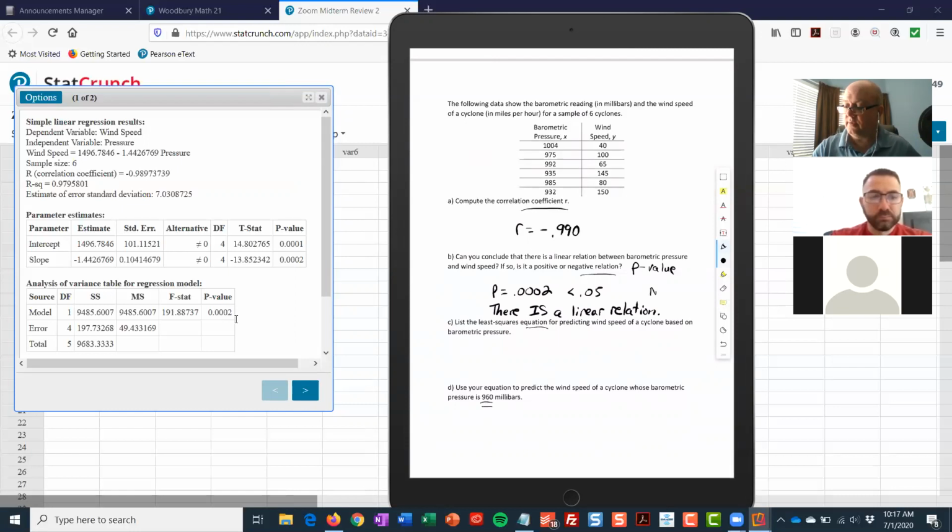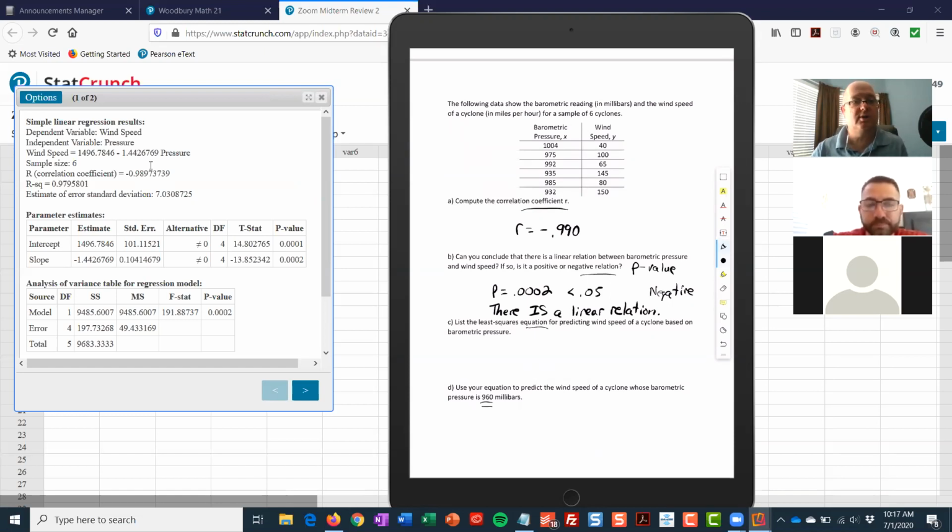This is negative, and there are three ways to think about that. First, the correlation coefficient is negative. Second, the slope of the line is negative, negative 1.4 times pressure. And finally, if you look at the graph, you would see that it goes down to the right. So as x gets bigger, y gets smaller. All of those things say it's a negative relation, and any of those are okay.